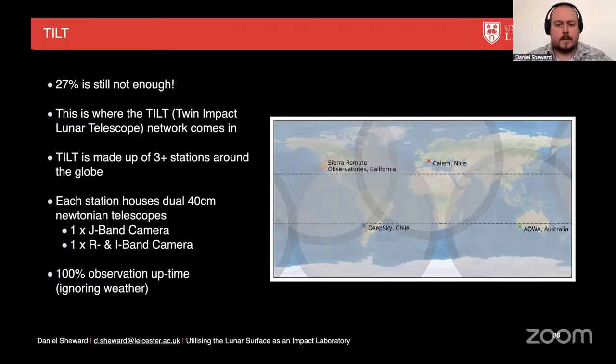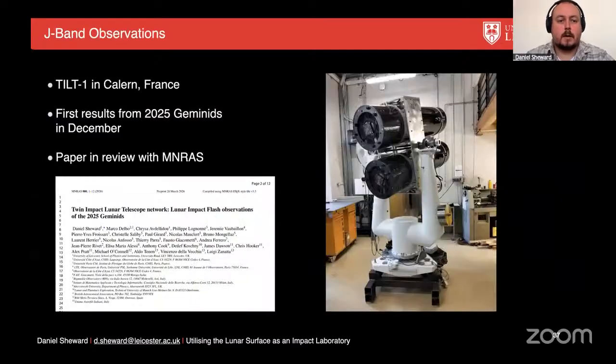The image on the right is a mock-up of the old observing stations idea, but this is in flux, so I think some of the locations may change slightly. The one location that we currently have is TILT 1 in Cologne, France, which is currently operational. We got the first results from the 2025 Geminids in December. The paper from that is currently under review with MNRAS.